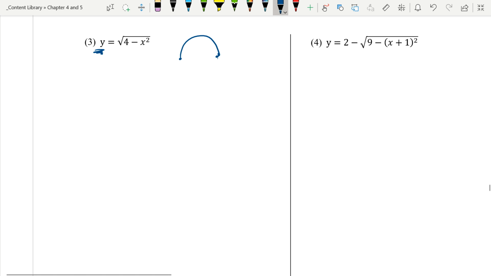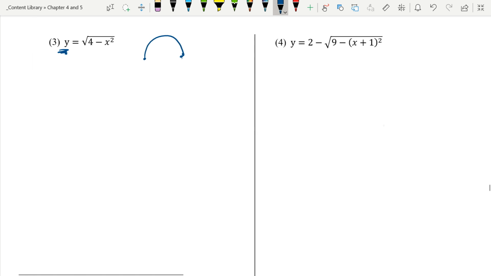I'm sketching a top part of a circle. Where is the center? What's the radius? I will talk about that later. If you look at the next one, which half are you sketching? Bottom. Because it starts with y and you have a negative square root, so you're sketching the bottom half.